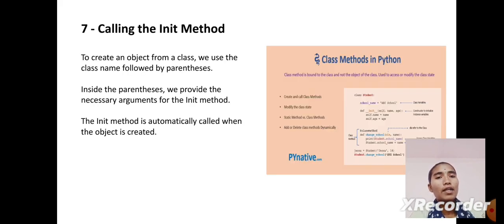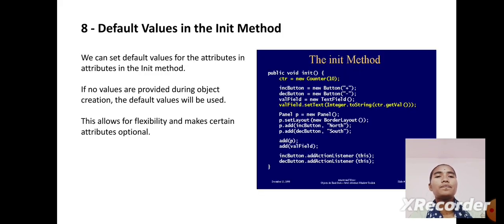Calling the init method. To create an object from a class, we use the class name followed by parentheses. Inside the parentheses, we provide the necessary arguments for the init method. The init method is automatically called when the object is created.